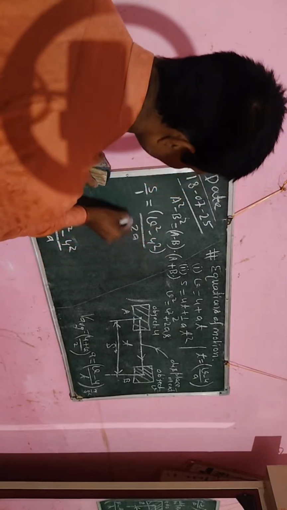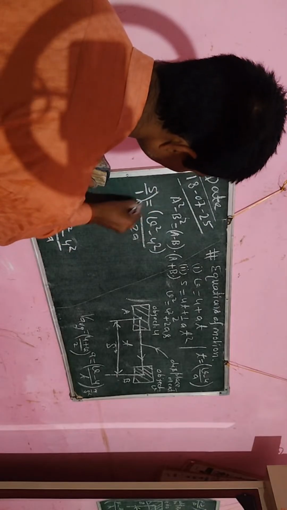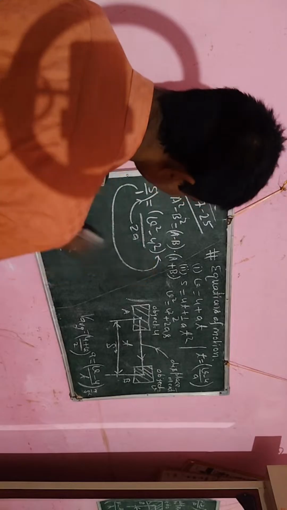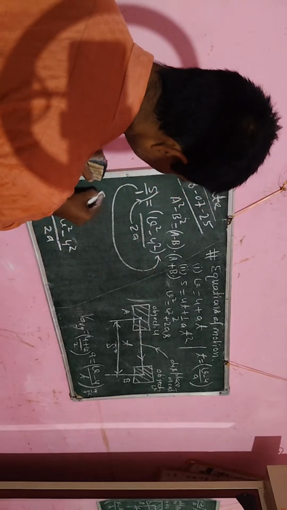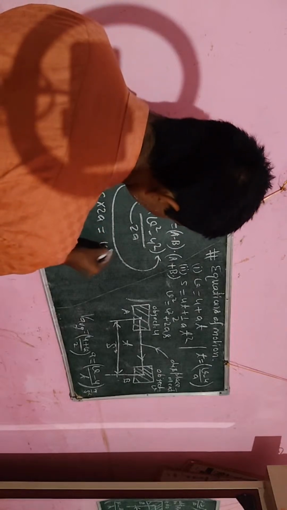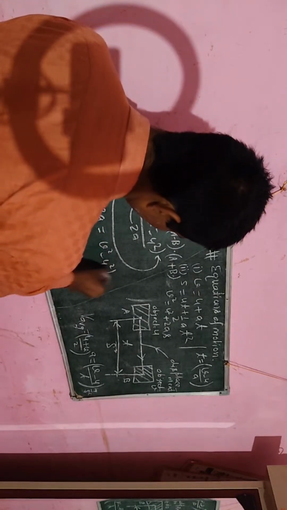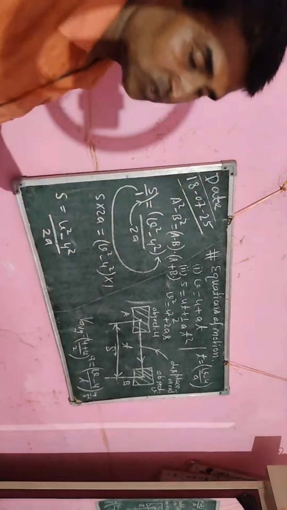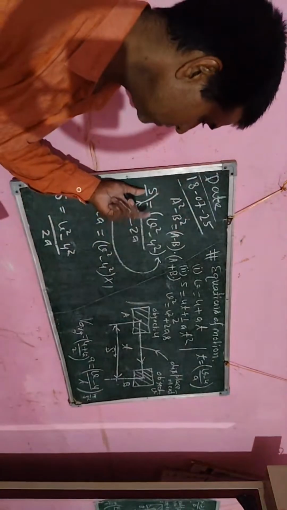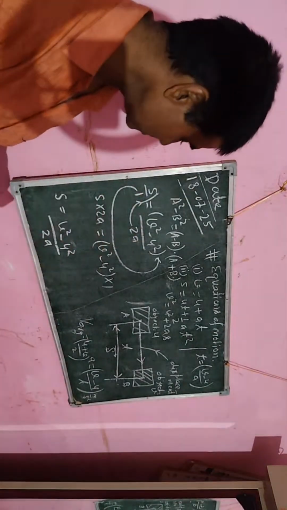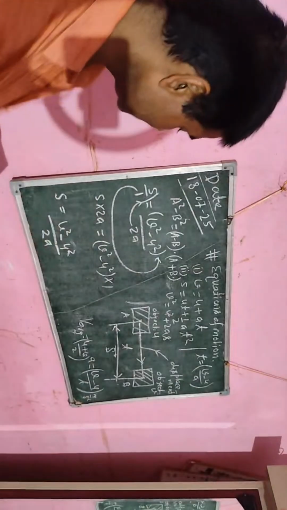So here I will do cross multiplication. 2a is multiplied with s, and 1 is multiplied with this term. After multiplying I will write s into 2a, which is equal to v square minus u square, multiplied with 1. This process is known as cross multiplication, because this is the value in the left hand side and this is the value in the right hand side. Here I am doing cross multiplication for simplifying its value.